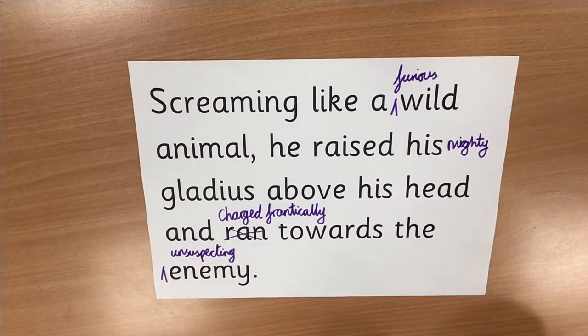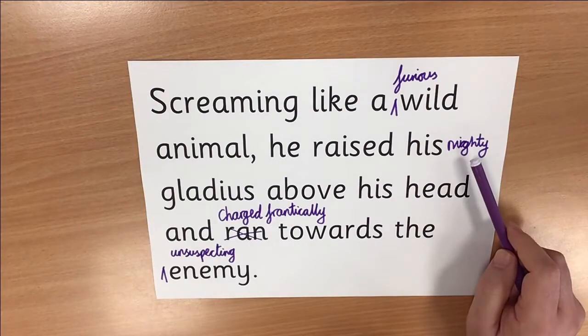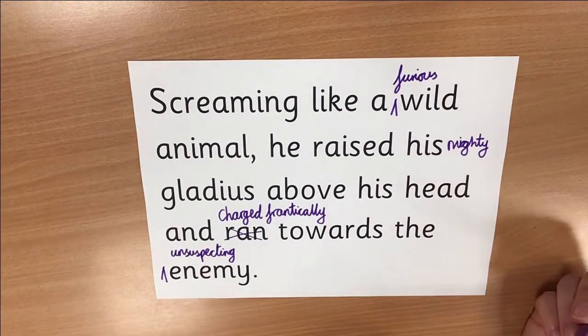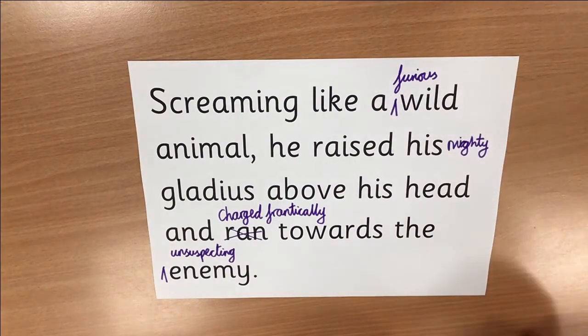Screaming like a furious wild animal, he raised his mighty gladius above his head and charged frantically towards the unsuspecting enemy. So, brave through the way he's described. His gladius is mighty. So that's a bit of description there. Work through the actions he's doing. He's screaming like a furious wild animal. He's charging towards those enemy. I think it's making him sound pretty brave. Okay, so as before, I'm going to put this to one side and I'm going to get my book.